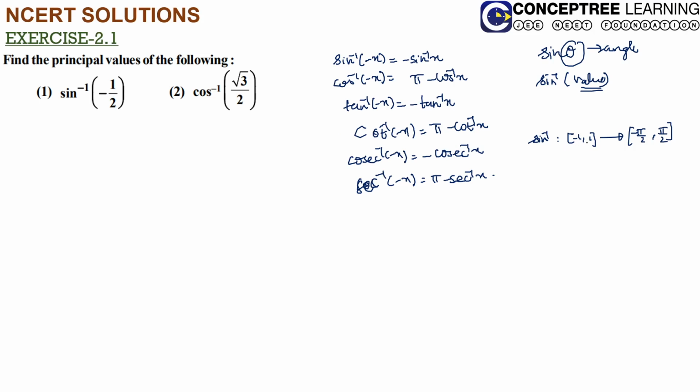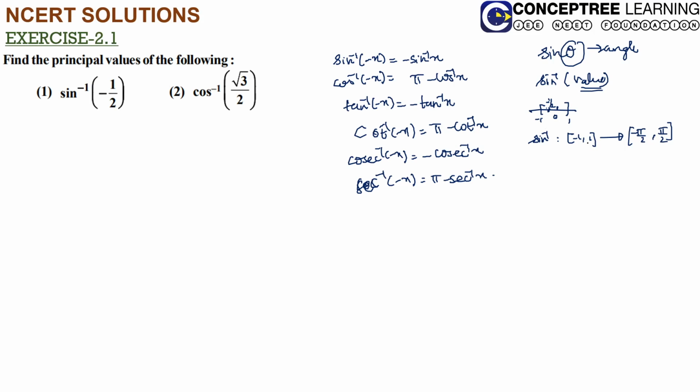Minus 1 by 2 is lying between minus 1 and 1, because on the number line we have minus 1, 0, 1, so minus 1 by 2 will be exactly in the middle of minus 1 and 0. So this is actually in the domain. Therefore this will give an answer between minus pi by 2 and pi by 2. So check whether the given value in the question is lying in the domain or not.